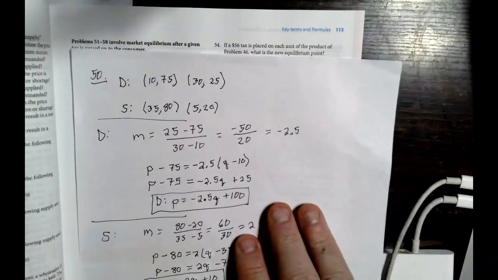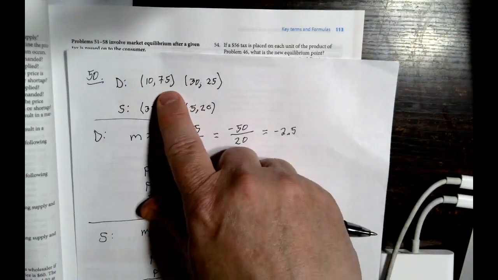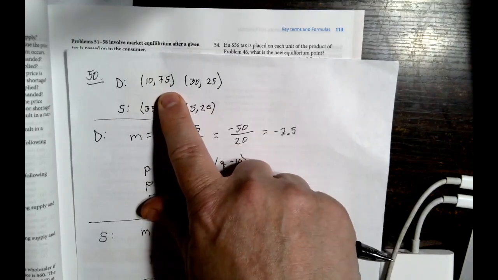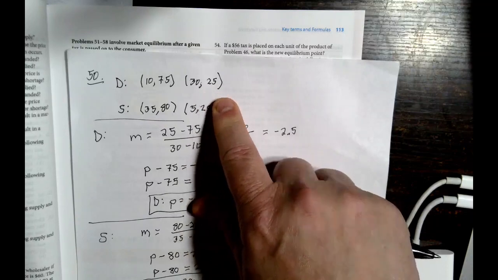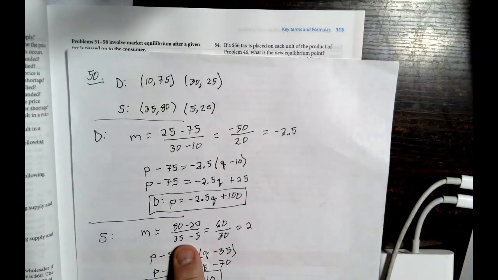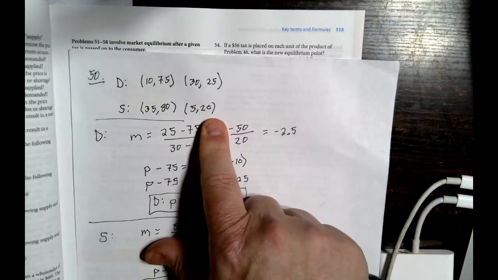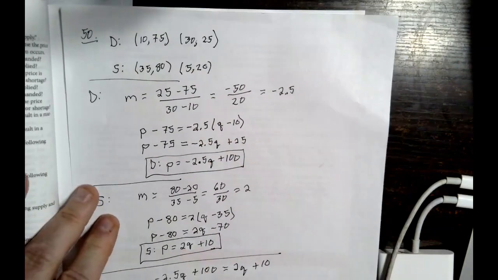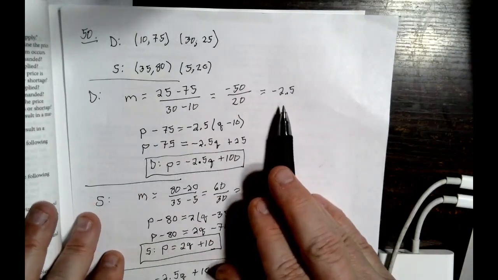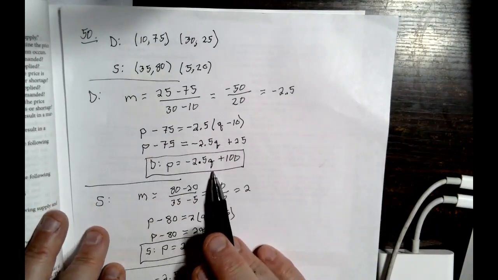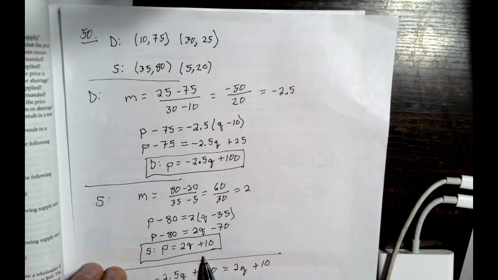Okay, number 50 says you're going to buy 10 sunglasses at 75 or 30 pair at 25. And so the supplier says 35 at 80 and 5 at 20. So you've got two equations you have to find. Take this one and do the slope formula and plug it in and simplify. You got your demand. Now take these 2 points and do the same thing. And now you've got supply.